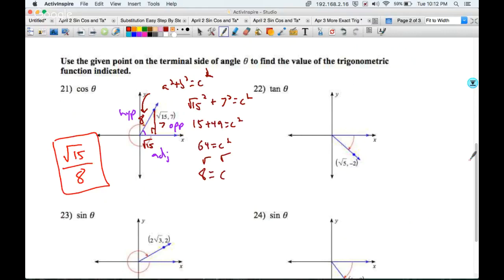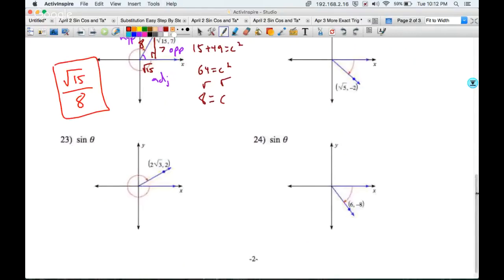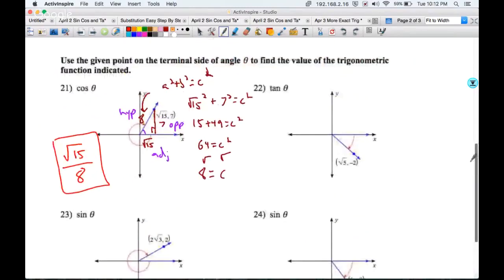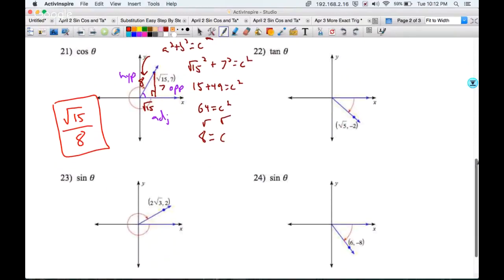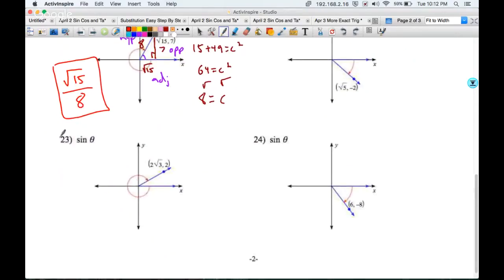All right, we'll practice with just one more. Let's see, we do have a tangent one. The tangent one's actually going to be pretty easy because we don't have to find the hypotenuse, since the tangent is just opposite over adjacent. I guess this one here looks fine.